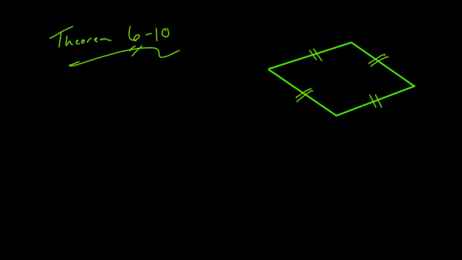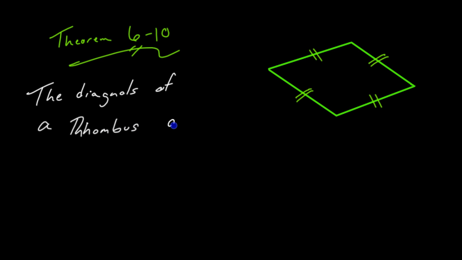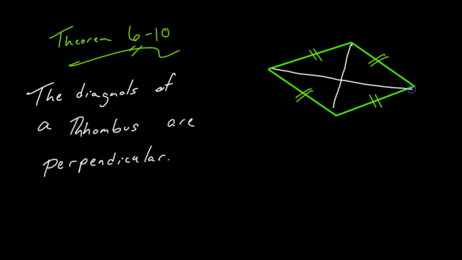The second theorem, 6-10, and again, not really worried about the numbers here, just more so the ideas, is that the diagonals of a rhombus are perpendicular to each other. So when they cross, they do so at 90-degree angles. And that's true for all rhombuses. So whenever we have two diagonals that cross on a rhombus, we know that those angles on the inside are always going to be 90-degree angles.